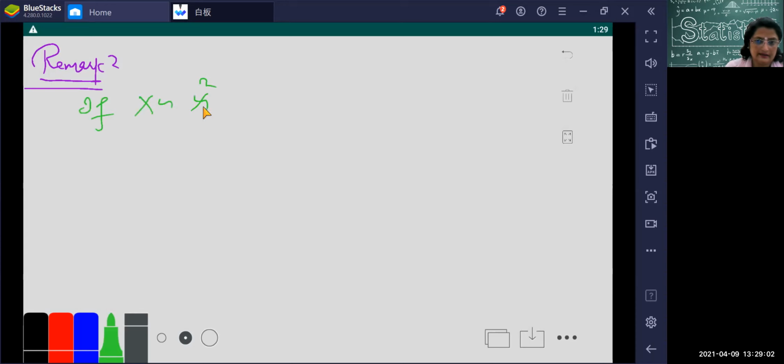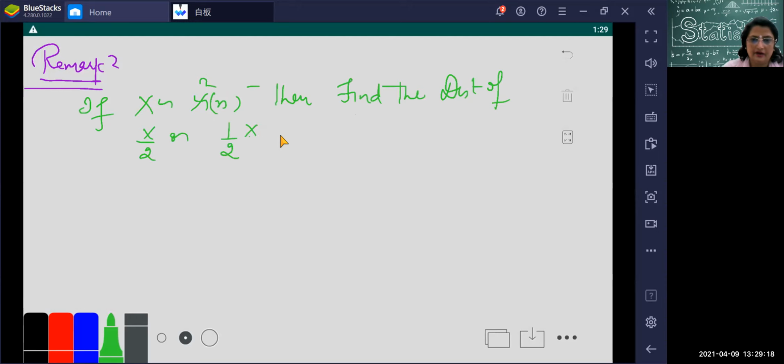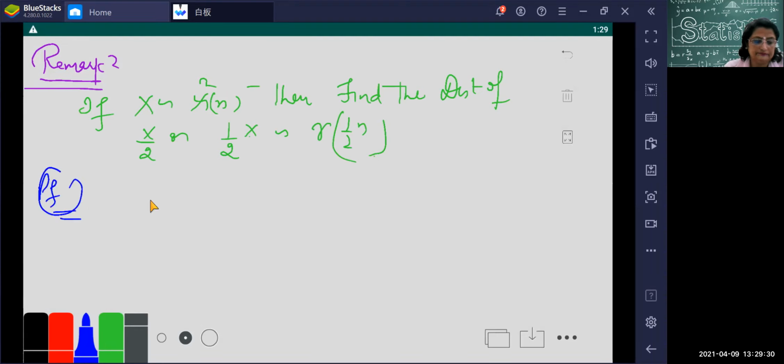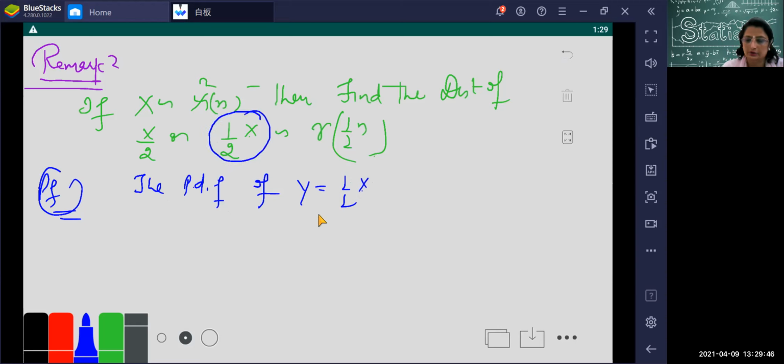If x follows chi-square n, then find the distribution of x by 2, or prove that x by 2 follows gamma distribution with parameter n by 2. Let us see the proof. The PDF of y: here the concept of transformation of variables will work. We named the variable y equal to 1 by 2 into x, because we have to find its PDF.